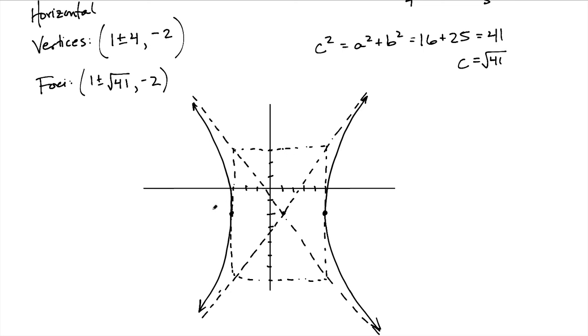We can, of course, draw the foci. The square root of 41 is a little bit bigger than 6, so 1 plus 6 puts us at 7, and we're here at 5, so 7, a little bit more than 7. And same thing over here.